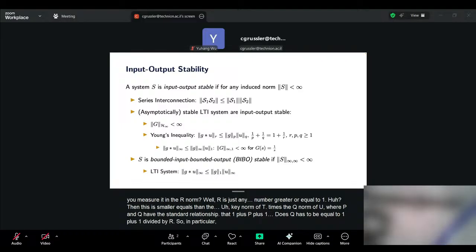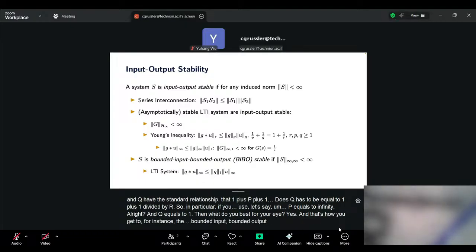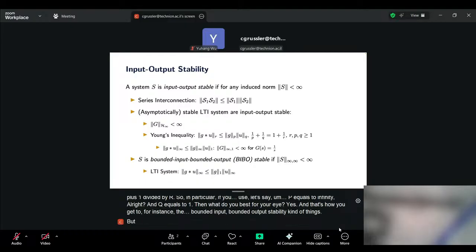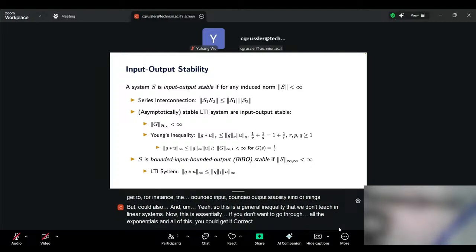So in particular, if you use, let's say, P equals infinity and Q equals 1, then what do you do for your R? Yes. And that's how you get, for instance, these bounded input, bounded output stability kind of thing. And so this is a general inequality that we don't teach in linear systems. If you don't want to go through all the exponentials and all of this, you could get it directly from Young's inequality.